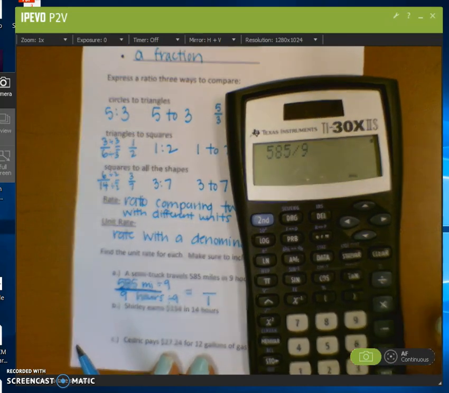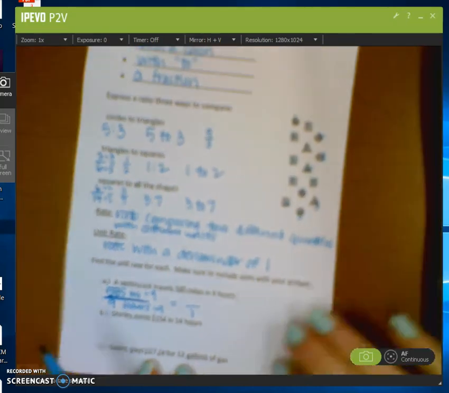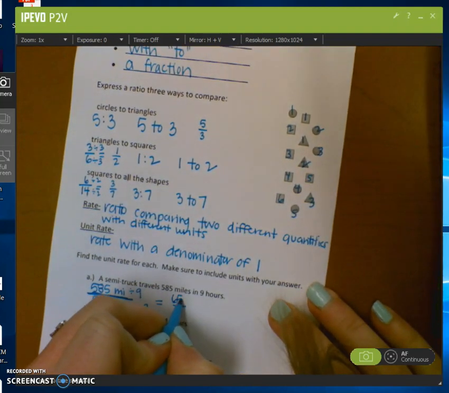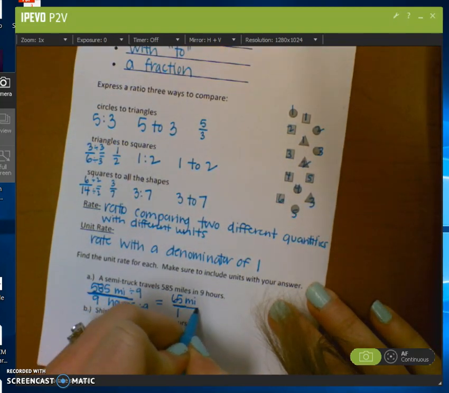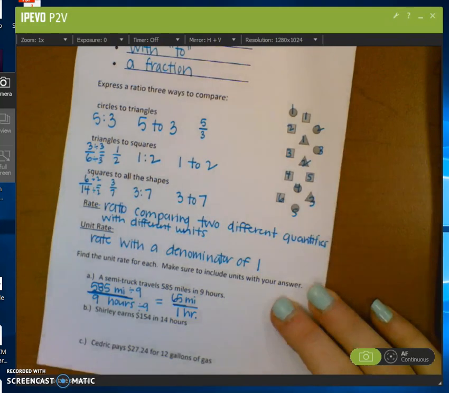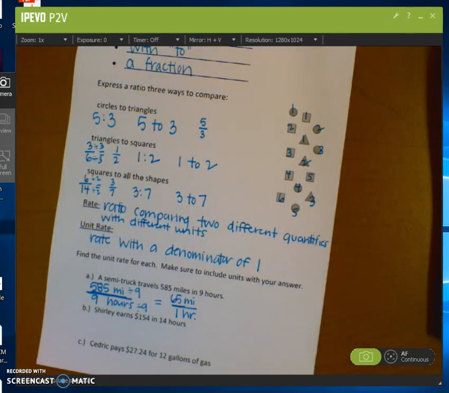585 divided by 9. And I get 65. So what that tells me is 65 miles per hour is how fast the truck is going. So the unit rate makes it a little bit easier for us to comprehend and understand. We understand that 65 miles an hour means that semi is probably driving on the highway, and that seems pretty reasonable.